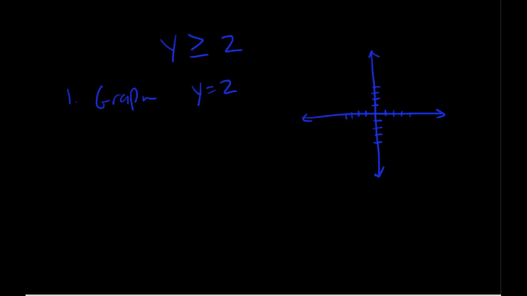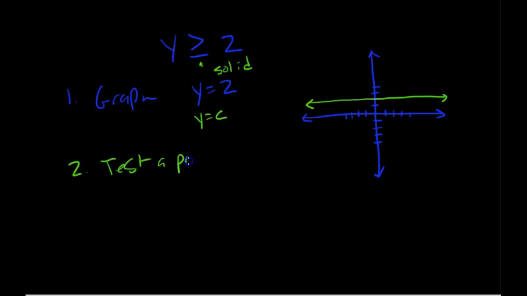So graphing this is a horizontal line because it's in the form y is equal to c. So we're going to draw a horizontal line here. And it's solid because of this, right? So we know it's going to be a solid line. Next we could test a point, but we can also just think about it. We want y values that are greater than or equal to 2. Y values that are greater than or equal to 2 are up here.